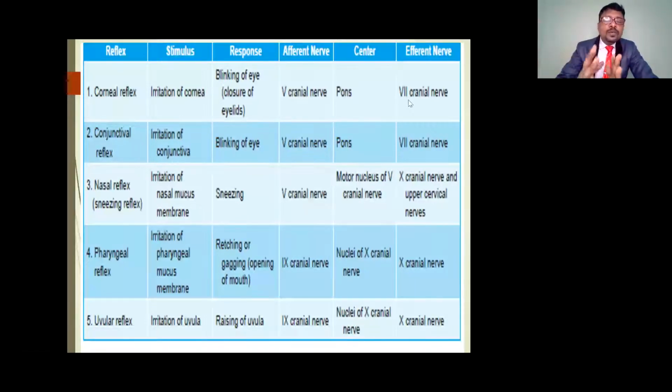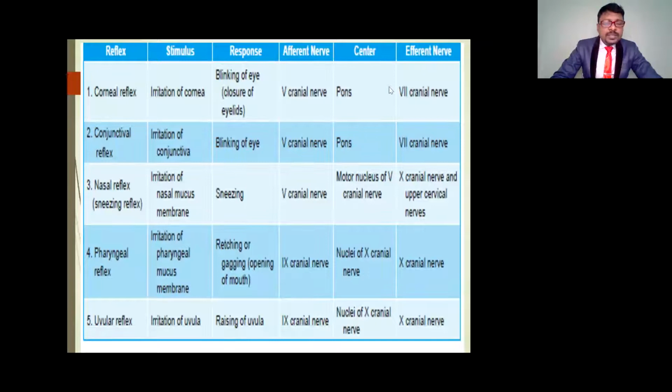Now when we see an abnormal response, if anybody is unable to blink the eyes, if you give the stimulus and there is no blinking, they look like they have bulging of the eyeballs. So no response. In those conditions, it indicates either a defect in the fifth cranial nerve, or a defect in the pons or midbrain, or a defect in the seventh cranial nerve. So we have to analyze properly, so we can understand where exactly they are having the problem.